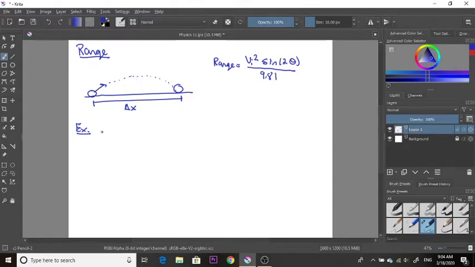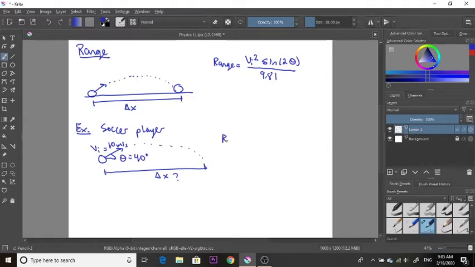So let's say that we have a soccer player that kicks a ball at an angle of 40 degrees with an initial velocity of 10 meters per second. We want to know how far the ball will land. What is our range?